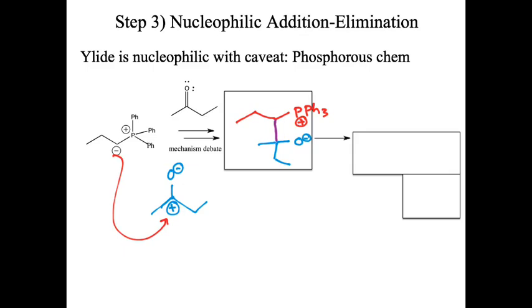Is that structure stable? No. Why not? We have a positive and negative. In particular, where is the positive and negative? Right next to each other. What might happen?